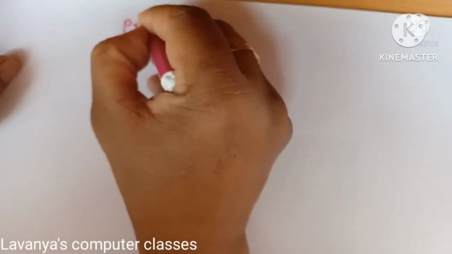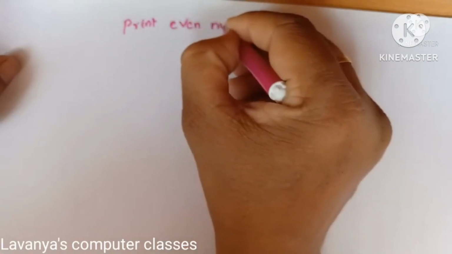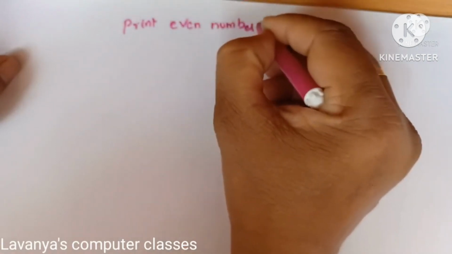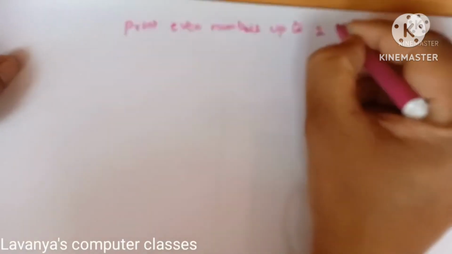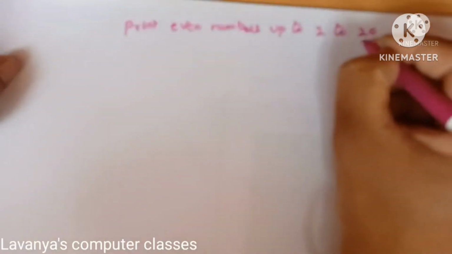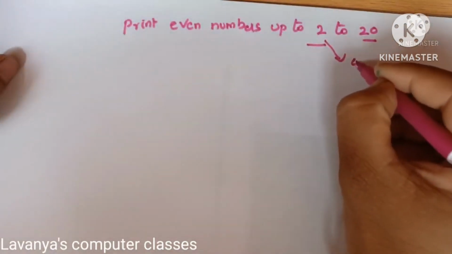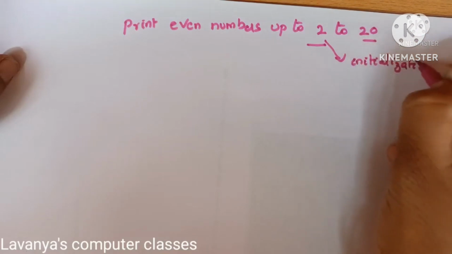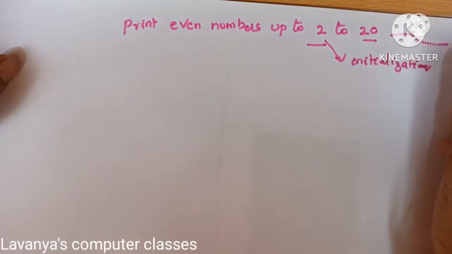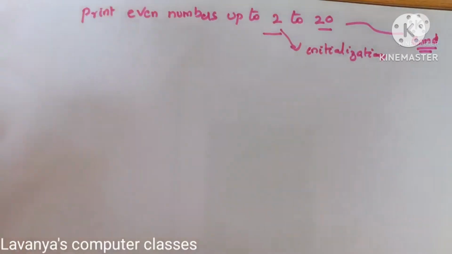Now we'll go for one more simple example. Print all even numbers from 2 to 20. So the initial even number is 2, the final is 20. So the I value is between 2 and 20, incrementing. How much incrementing? By 2. So initialization is 2, condition is 20, incrementing value is 2. So this is the program.